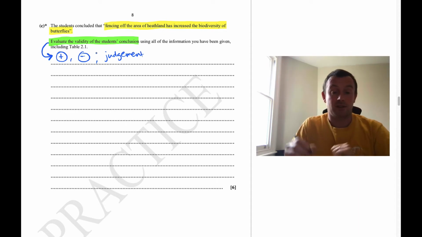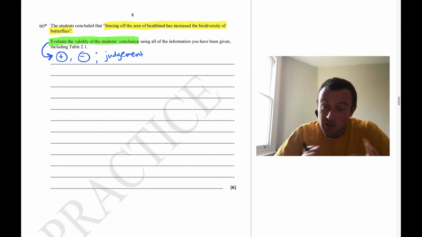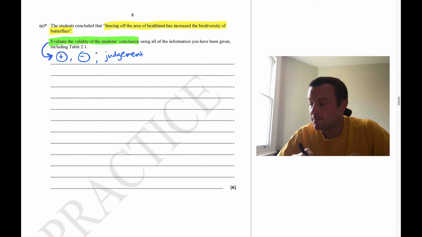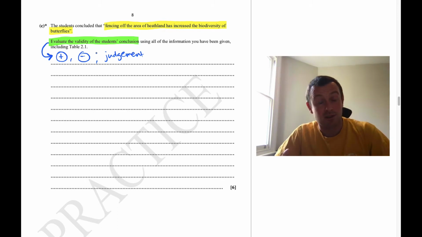Supported by your evidence. Now remember, I've said this before, that most of the time, 90% of the time, a question like this wants you to say there isn't enough evidence to support the conclusion. Normally, someone will make a conclusion and it will seem kind of right, but when you go deeper, there's not enough evidence to support it.